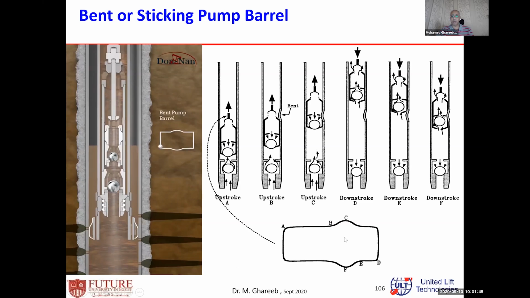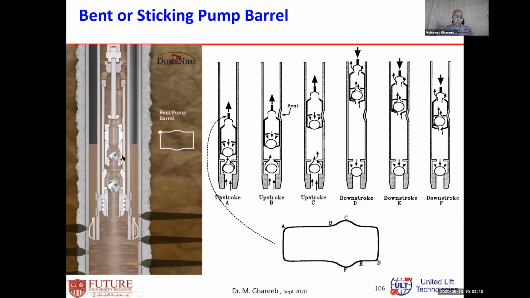But usually in the same position, in the same area. If you simulate this, you can find it in the same area, like here, and this one. This is what we call pump sticking or bending pump barrel. See in this point, in this area, here.